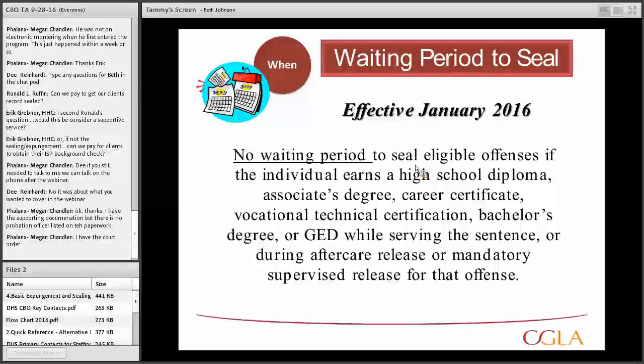And the law is kind of vague, right? Obviously, we all know what a high school diploma is and a GED and an associate's degree. But what in the world is a career certificate? What's a vocational technical certification? A lot of this is untested and ultimately would be up to a judge. But the reason this is important is somebody could cut 3 years off their wait if they obtain something while they are serving their sentence.